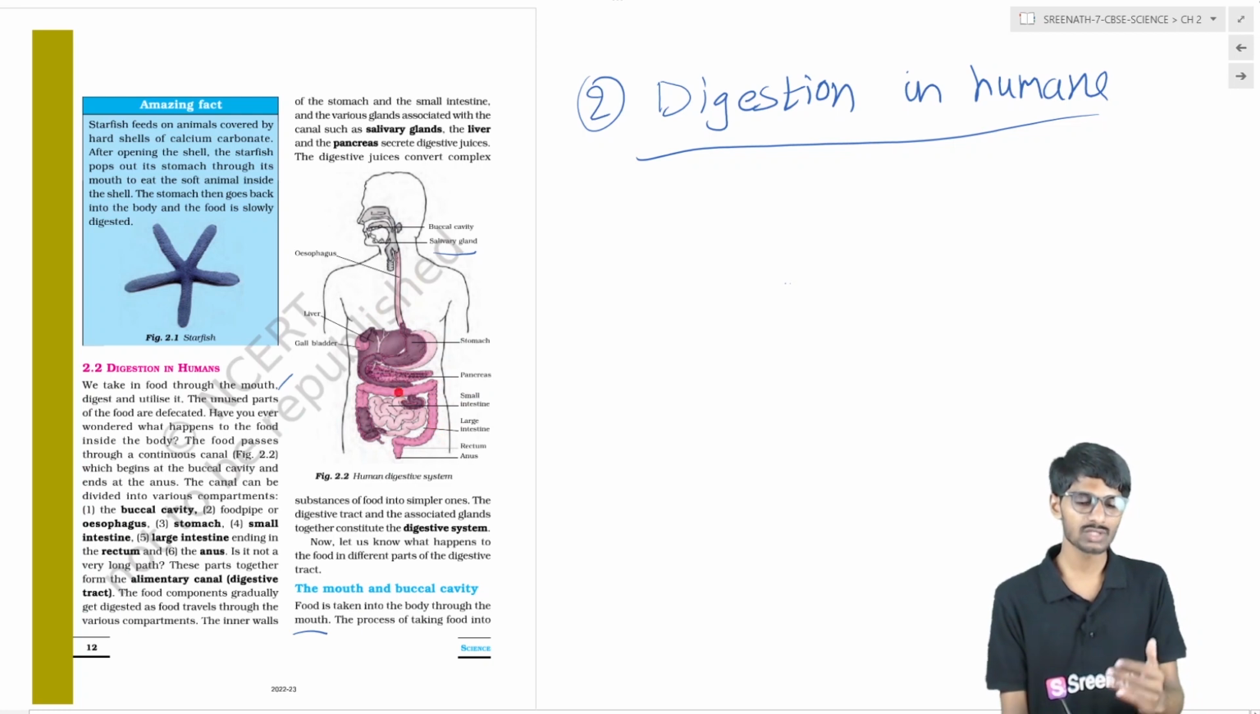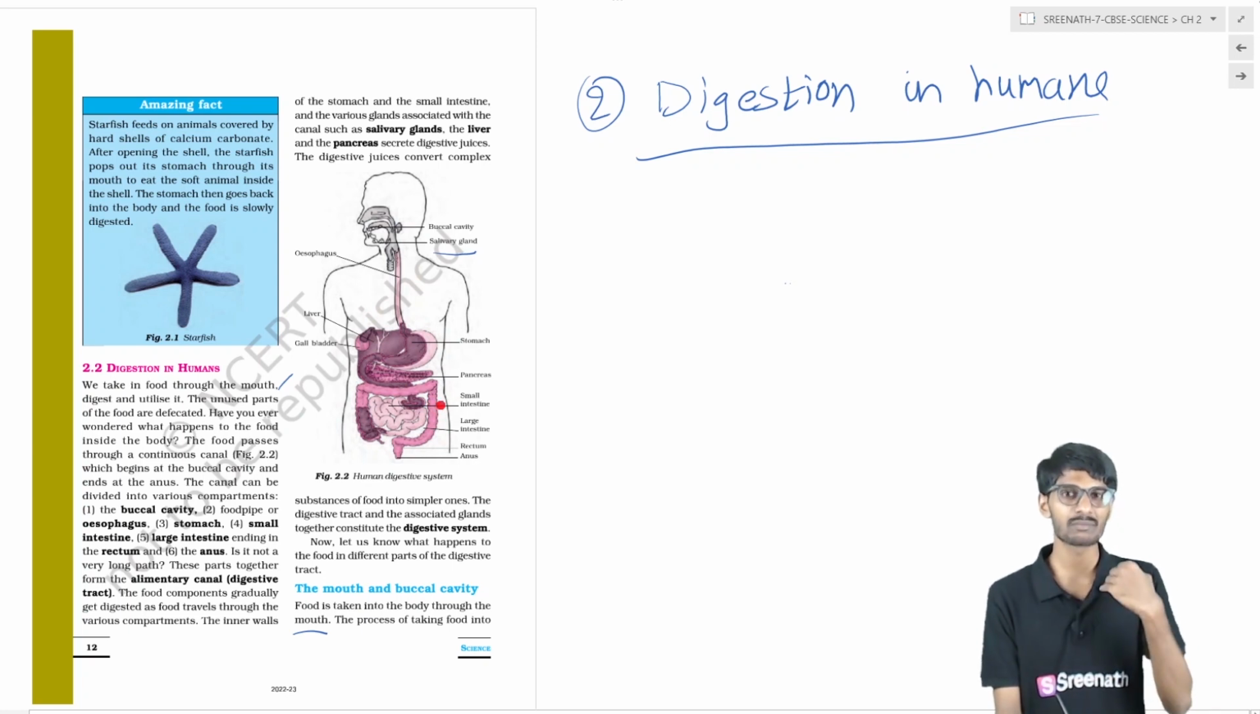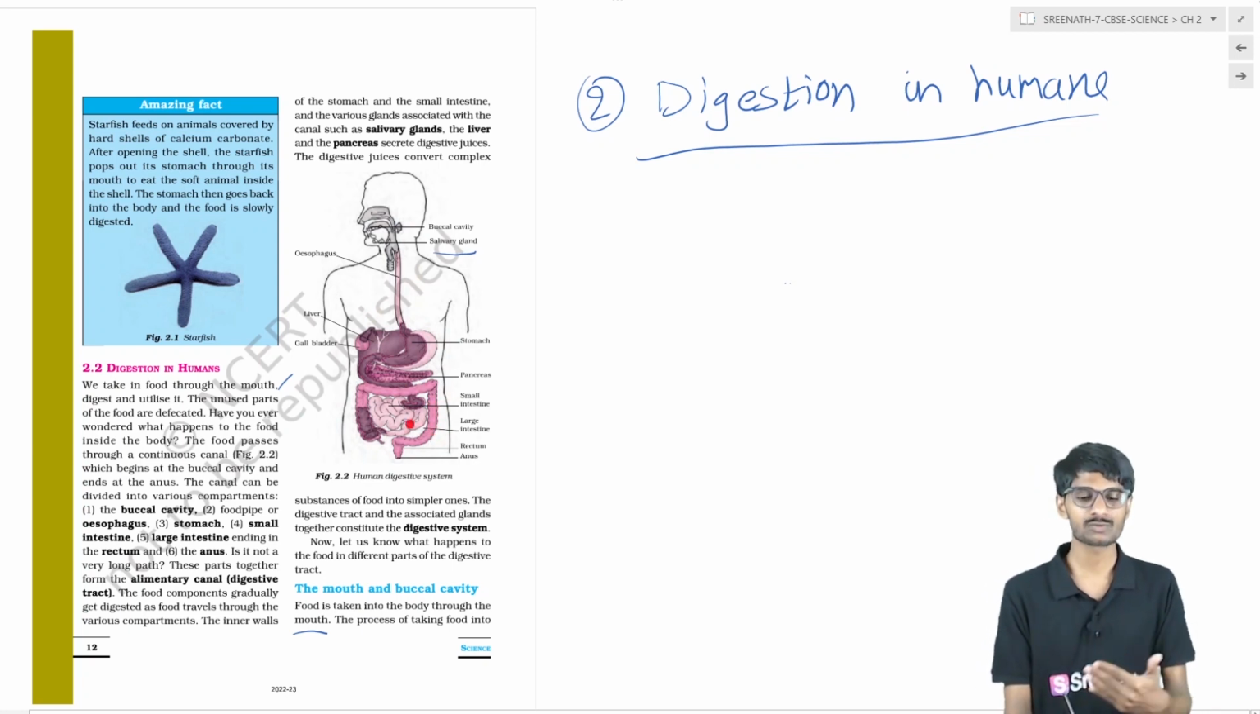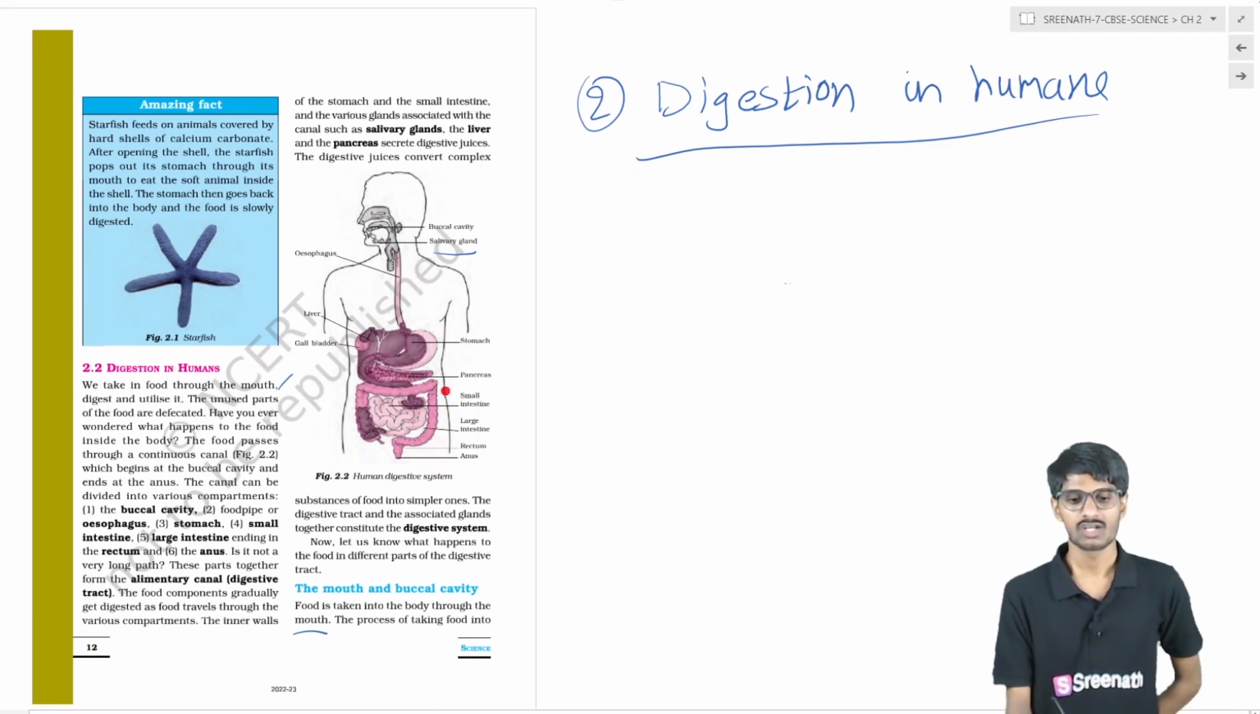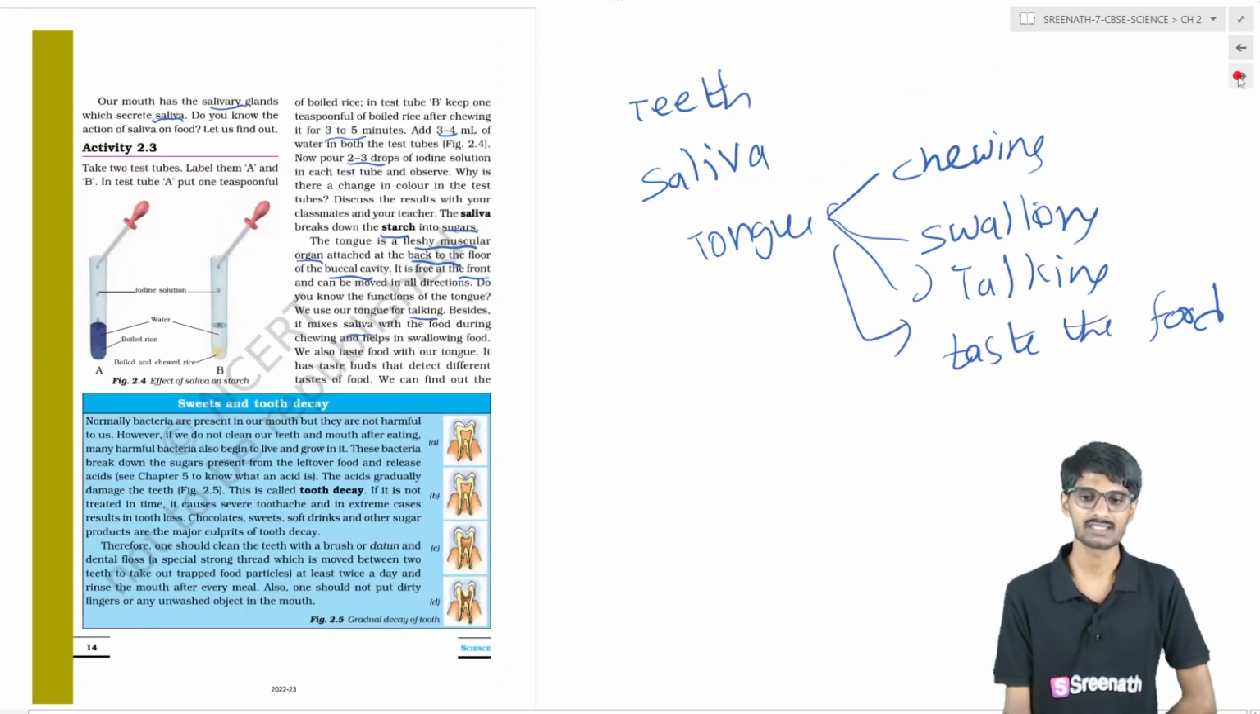What is the duty of the large intestine? Here water and some salts are absorbed from the food. After that, the remaining undigested food is transported to the rectum and finally to the anus, and it is expelled from the body. So this is the whole process of the digestive system in humans.